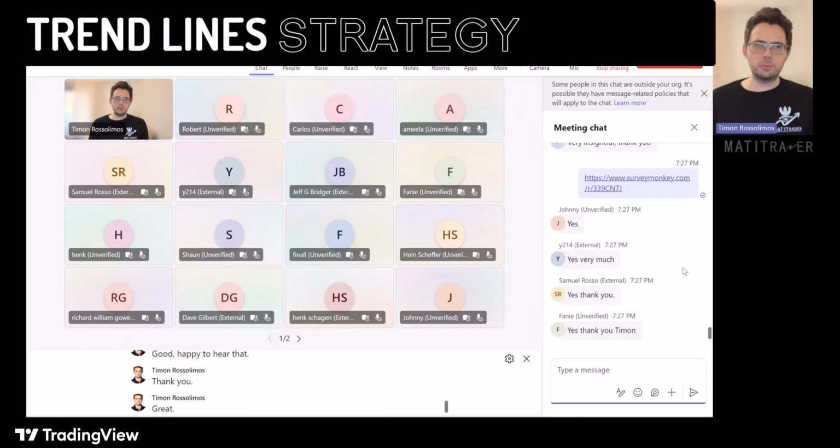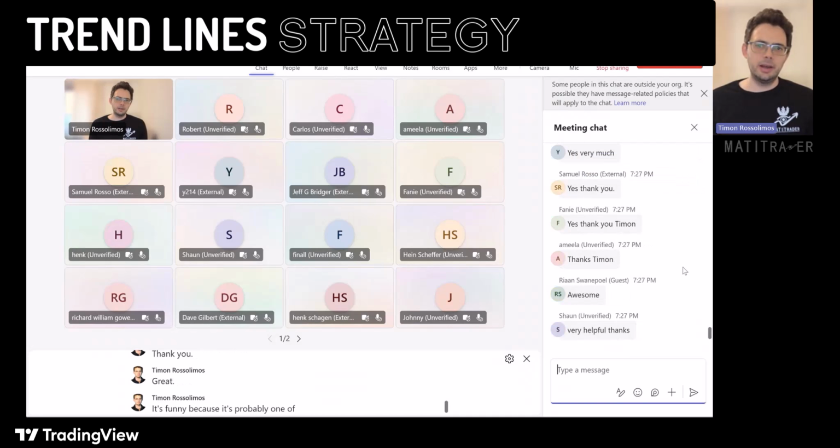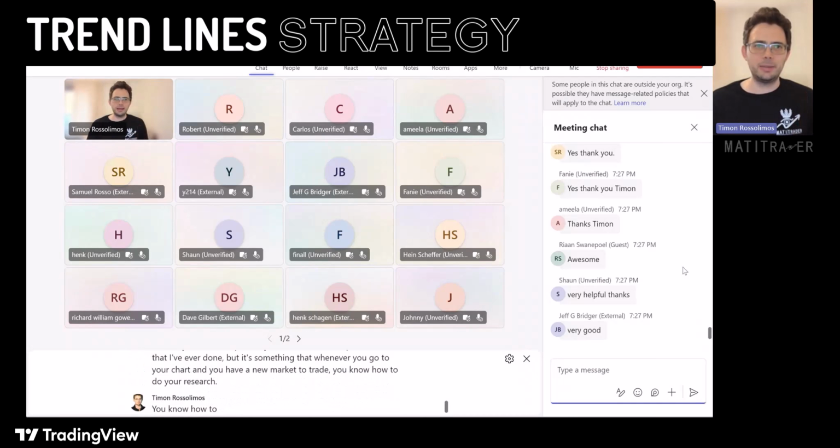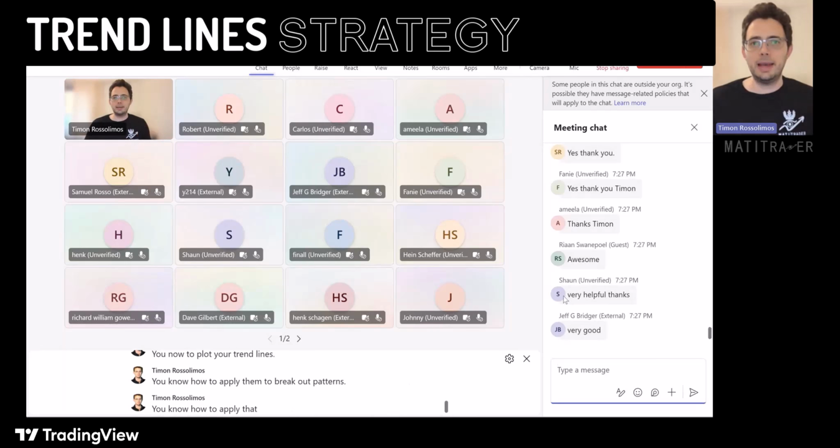It's funny because it's probably one of the simplest events that I've ever done, but it's something that whenever you go to your chart and you have a new market to trade, you know how to do your research, you know how to plot your trend lines, you know how to apply them to breakout patterns, and how I'm going to apply that now to Premium Trader and Supreme Trader.